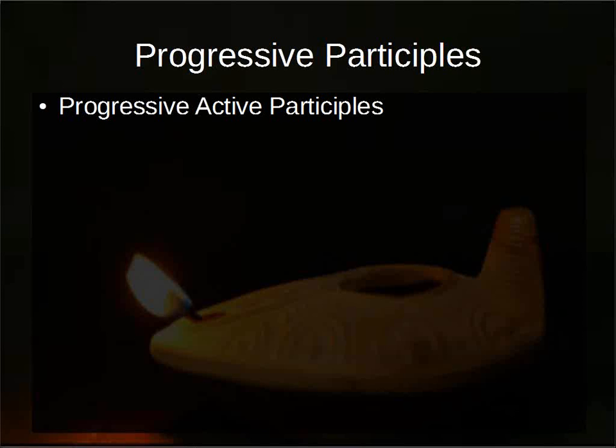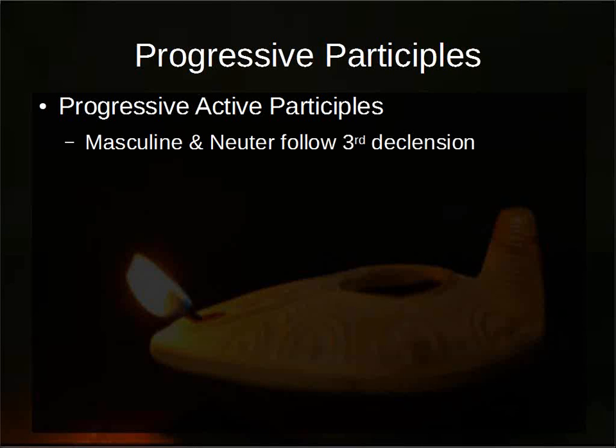So let's do the progressive active participles first, okay? Progressive active participles, they are masculine. For the masculine and neuter, we follow the third declension, okay? So for masculine and neuter gender participles, we follow the third declension, okay? The feminine follows the first declension. Okay, so for the progressive, we need to remember the third declension. Okay, so we need to keep that in mind.